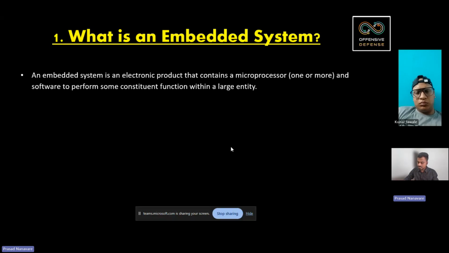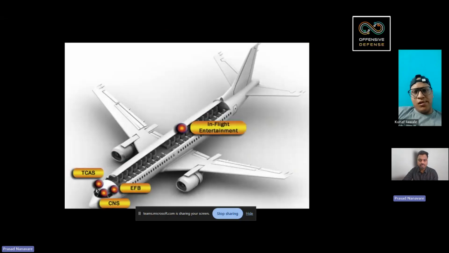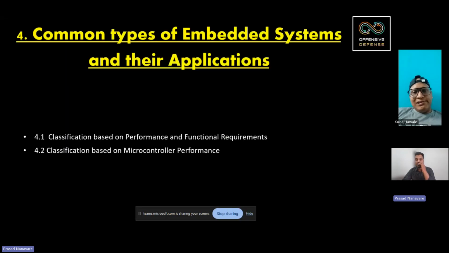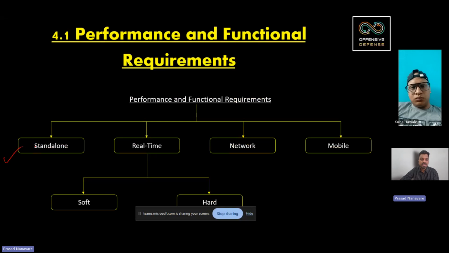Cool. So, embedded systems. You know what an embedded system is, right? It's an electronic product that contains a microprocessor and software to perform some constituent function within a larger entity. Then we have some examples. Then we studied the applications and the common types. First is functional requirement, and second is microcontroller performance. In functional requirement, we have standalone, real time, network, and mobile. And in real time, we have soft and hard. You know all this, right?